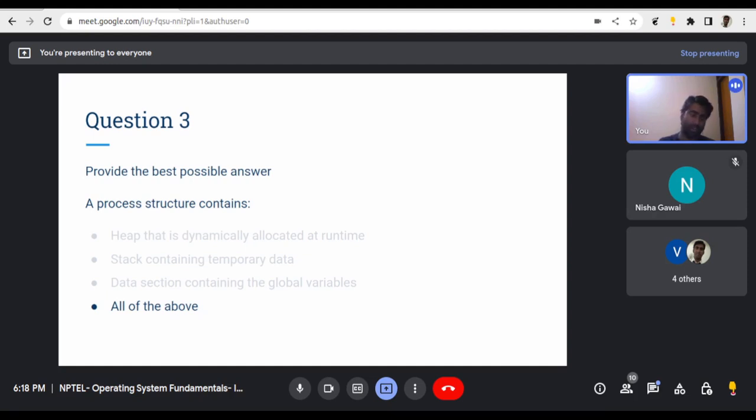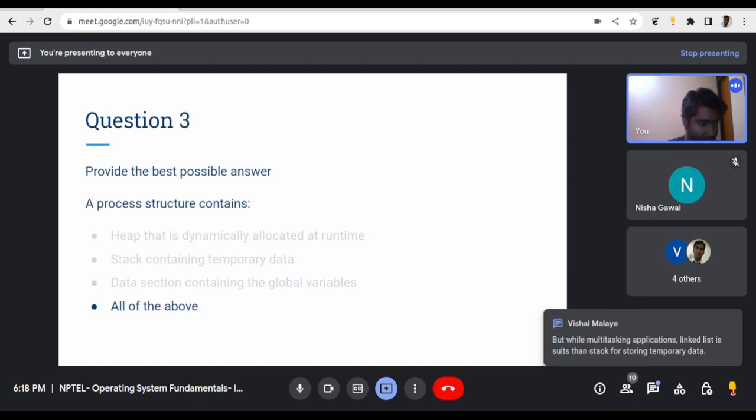So all these are present, and can anyone say, apart from all these three, what else is present inside the process? These three define all the data that you need for running the code. So what else do you need for running the code? For the process, you have all the data. Now what do you need for running the process?